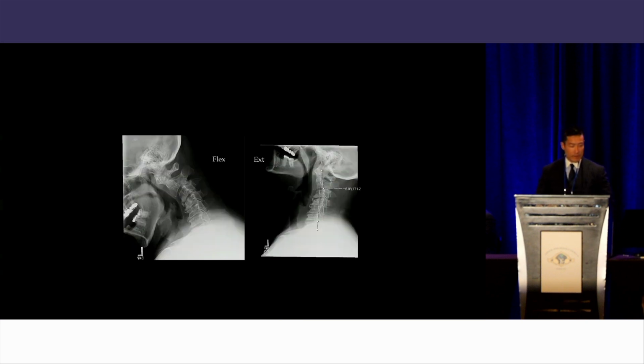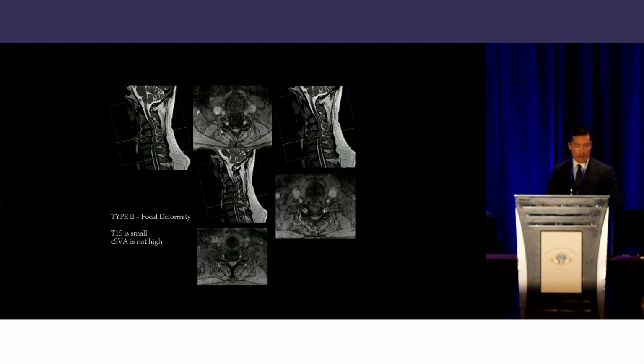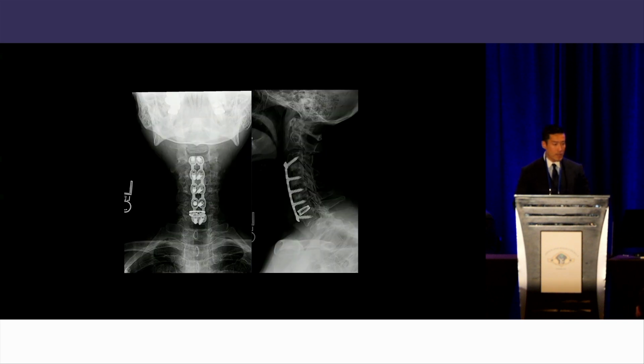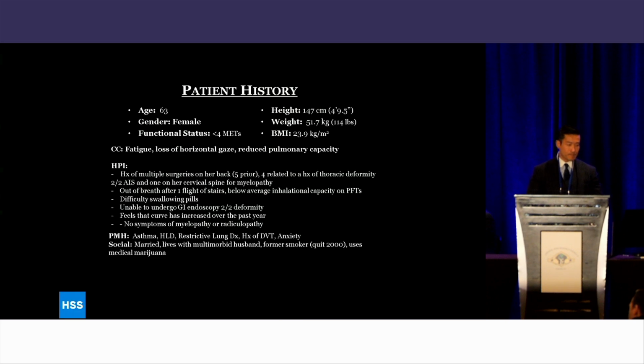But we could see here on the flexion extension images, the C2-7 SVA is still relatively maintained. The T1 slope is normal. But on the MRI, there's multi-level stenosis, not only central stenosis, but foraminal stenosis, suggesting that just an isolated apical ACDF is probably not going to be sufficient in the treatment for this patient. So this is a case where it's a group 2 focal deformity patient within the cervical spine, utilizing stenosis as your deciding factor for level selection. We decided to do a 4-level ACDF with restoration of cervical lordosis and good alignment.